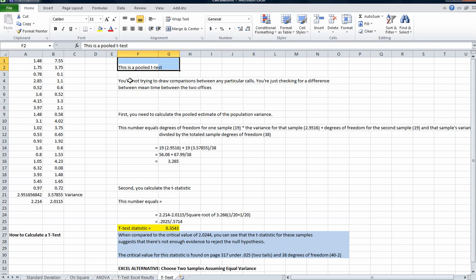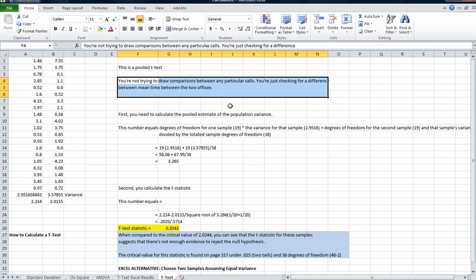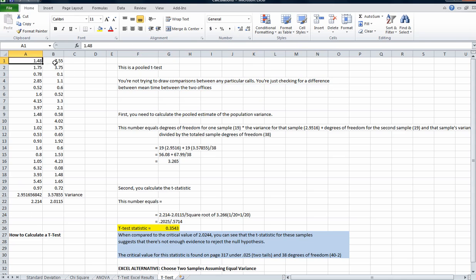So I wrote down, you're not trying to compare differences between any particular calls. Each one of these is a call and how long it takes to clear the problem. So for example, this is, say, Central Office 1, and it took 1.5 minutes to clear the problem that the customer was experiencing. And here's another random phone call that was evaluated in Office 2, and it took almost 8 minutes for the time to be cleared.